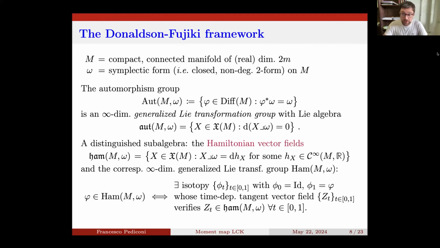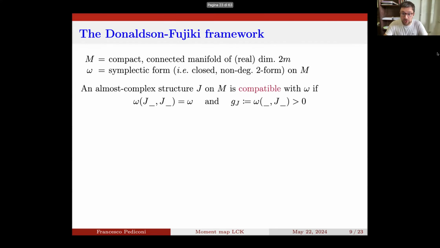Okay, so if we want to study a moment map framework for this cscK problem, well, this group, the Hamiltonian automorphism group, is going to be the gauge group, okay? And it's going to act on an infinite dimensional space that is the space of compatible complex structures.